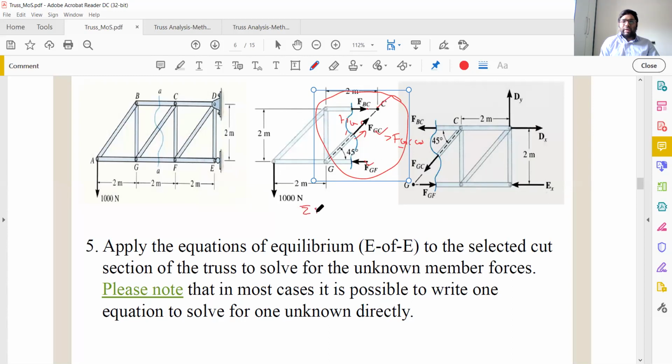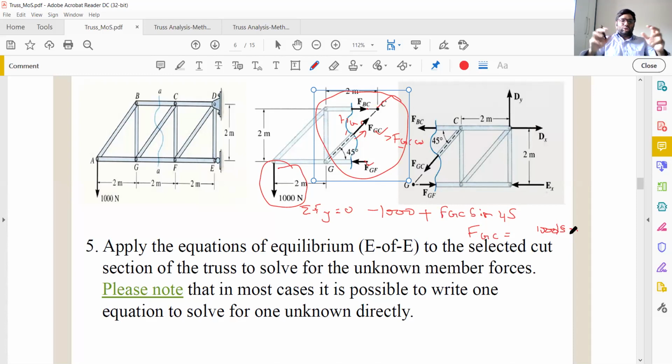Now let us write sigma Fy equals 0. Then we have this part: 1000 downward, minus 1000, and this upward part plus FGC sine 45. So you will get the value of FGC from this, 1000 by sine 45. Like that, we will try to get the solution for every problem depending upon the joint we choose, sorry, the section we cut, and appropriately we need to apply the equations of equilibrium.